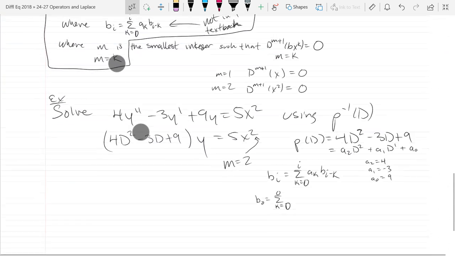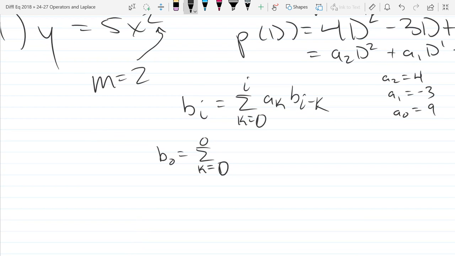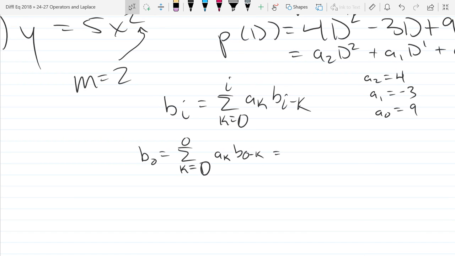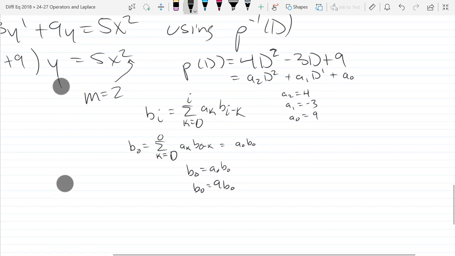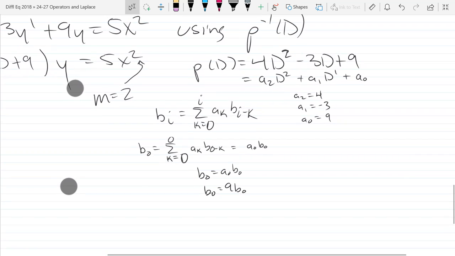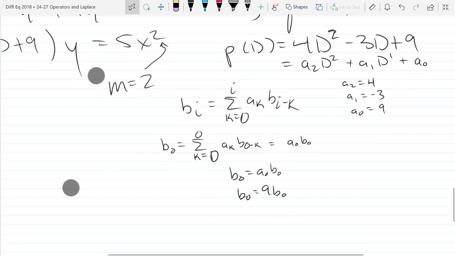So we're going to use that to compute the B0. So it's the sum from 0 to 0, A_K, B_(I minus K). I is 0, so better put that in. So there's a sum from 0 to 0, so this is A0, B0. Uh-oh, that's not good. B0 is A0 times B0. B0 is 9 B0, that's not very good. Oh, that makes sense, so we start K at 1 then.